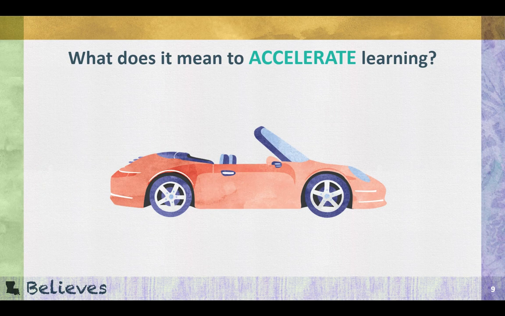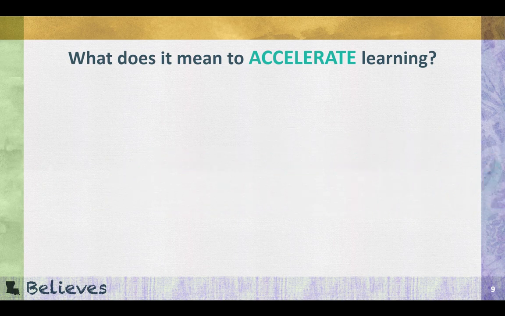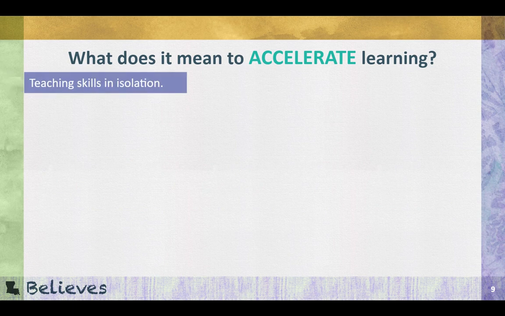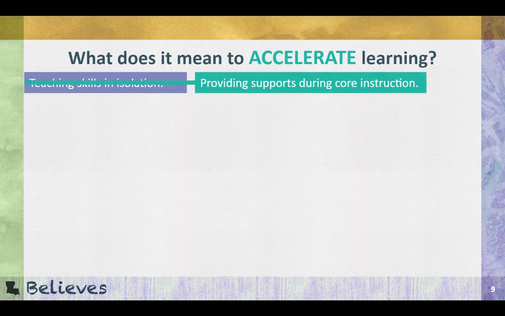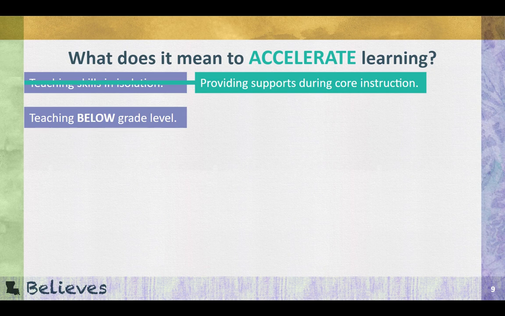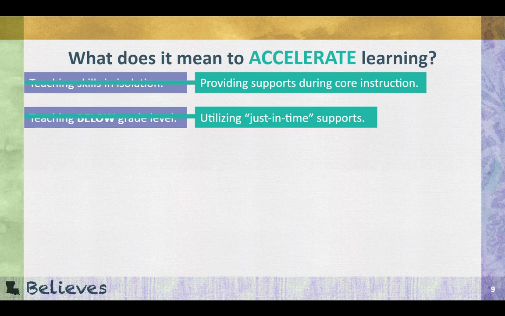Let's take a moment to summarize our understanding of acceleration. Accelerating learning is not teaching skills in isolation. Instead, teachers provide supports during the core instruction to keep text at the center of learning. This also does not mean to teach students below grade level content. Instead, utilize just-in-time supports during core instruction to help students access grade level content.